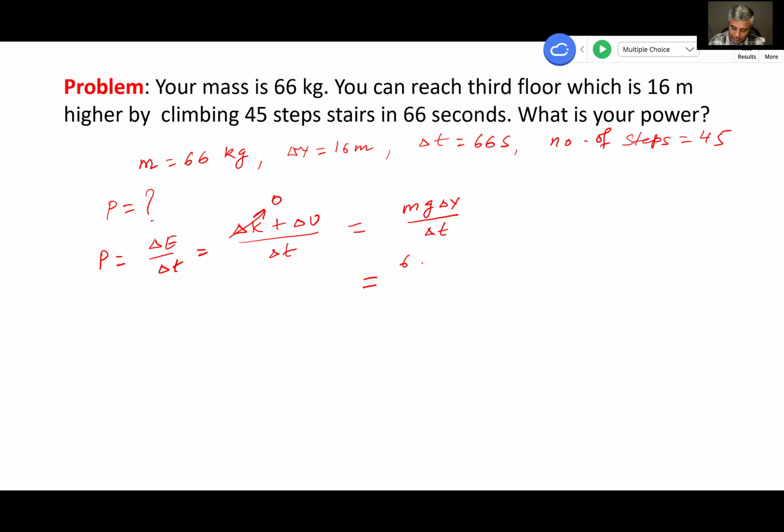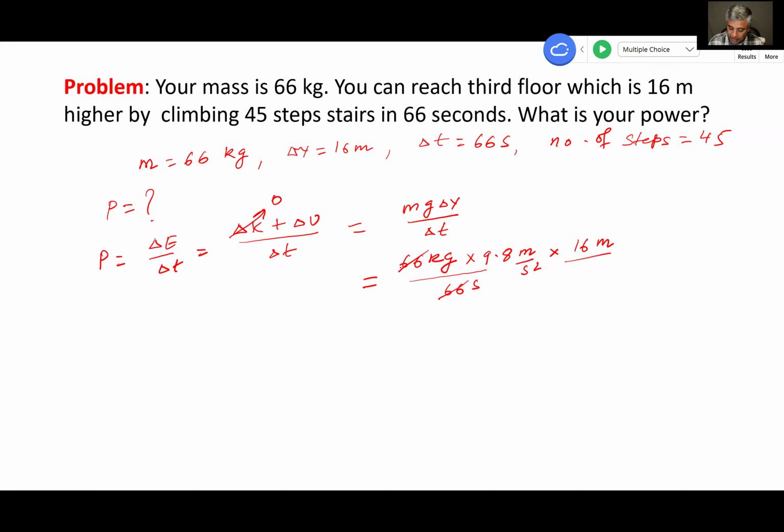Do I know the answer? I don't. So mass is 66 kilogram and the value of g, let's use that as this. Change in height is 16 meters, and the time interval is 66 seconds.